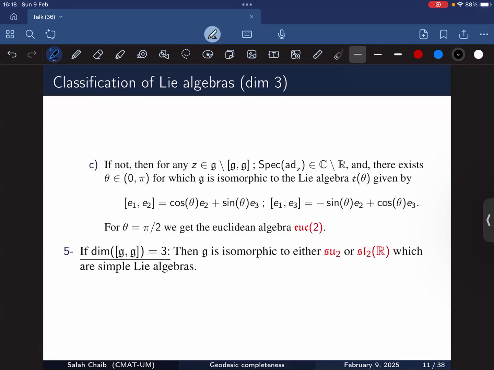And in the case where the derived algebra is of dimension 3, this is the case of simple algebras. They are either, in dimension 3, SU2 or SL2R.